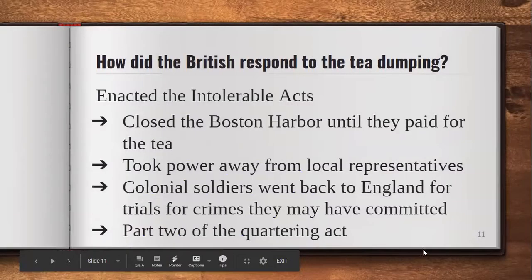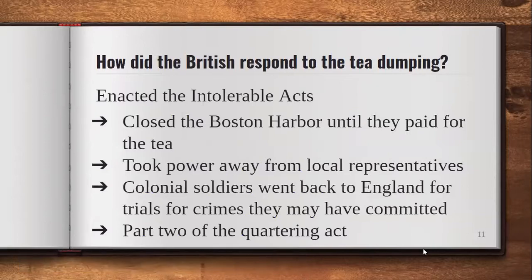Now, how did the British respond to the Americans dumping the tea? Well, they enacted the Intolerable Acts. Okay, and the Intolerable Act said this: that's it, you're grounded. The Boston Harbor is closed until you pay back all of that tea you just wasted. Okay, so the Intolerable Acts were a tough punishment. They took away power from local representatives.